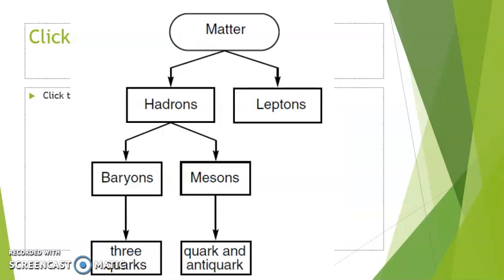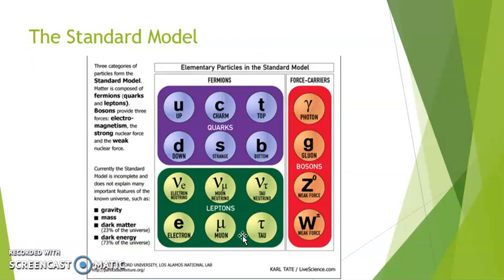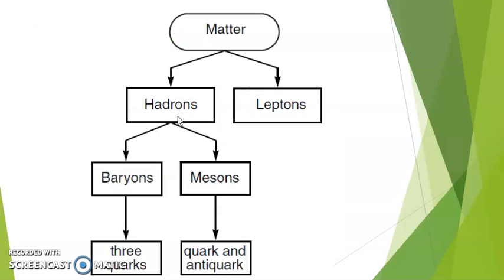In your reference table, you have this diagram here, and this diagram tells you about matter. Matter is not going to have the bosons in it because bosons are not matter, they're force carriers. But all matter is either a hadron or a lepton. So again, leptons are these 6 things down here. They are elementary particles themselves. Then we have hadrons. Hadrons are not elementary particles.